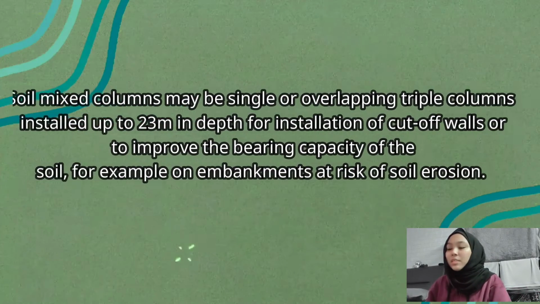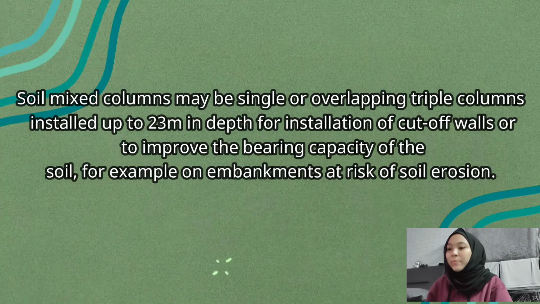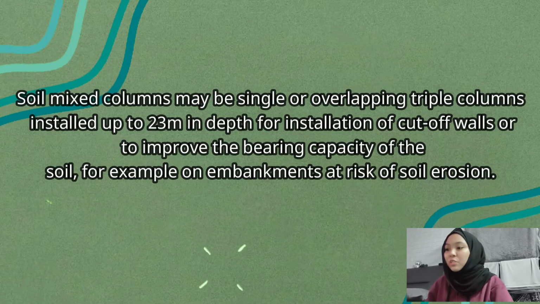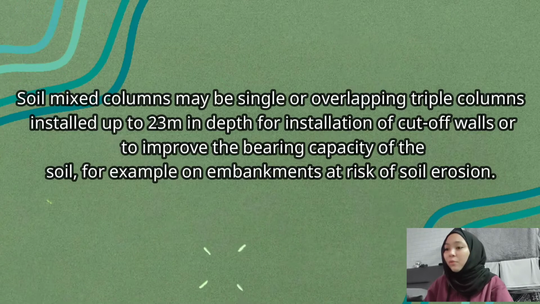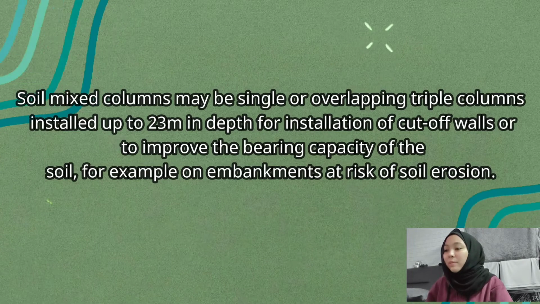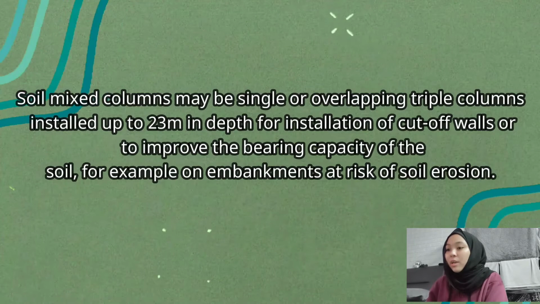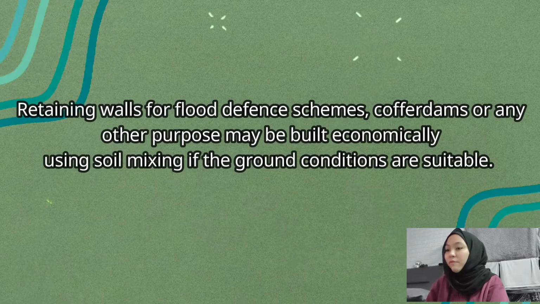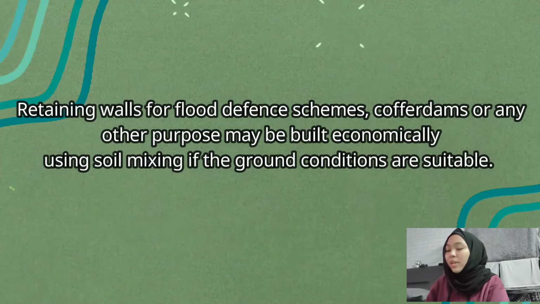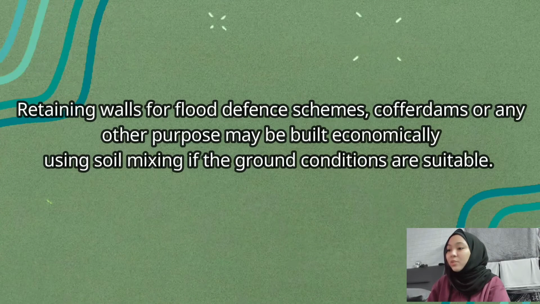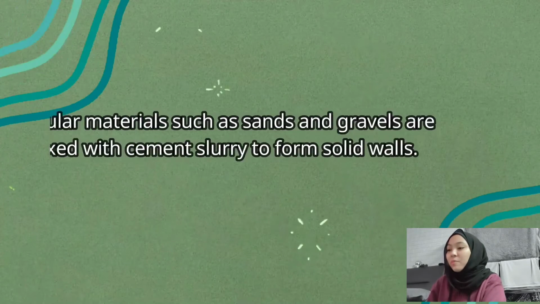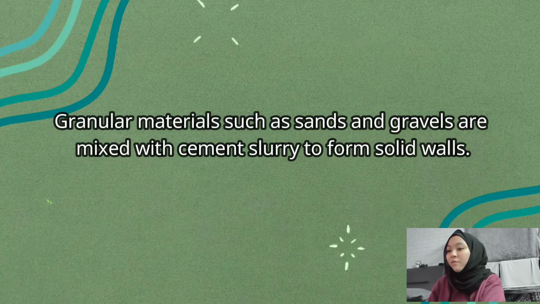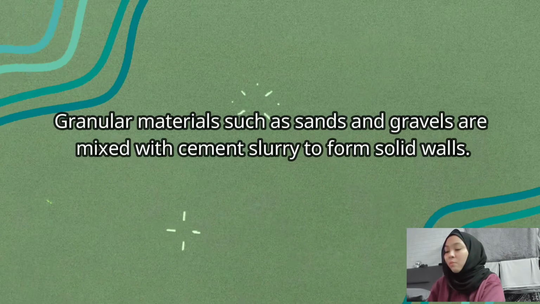Second, column mixing technology. Soil mix columns may be single or overlapping triple columns installed up to 23 meters in depth for installation of cut-off walls or to improve the bearing capacity of the soil, for example on an embankment at risk of soil erosion. Retaining walls or flood defense schemes, comfort dams or any other purpose may be built economically using soil mixing if the ground conditions are suitable. Granular materials such as sand and gravel are mixed with cement slurry to form solid walls.